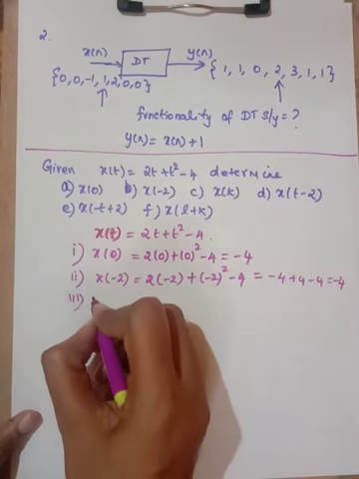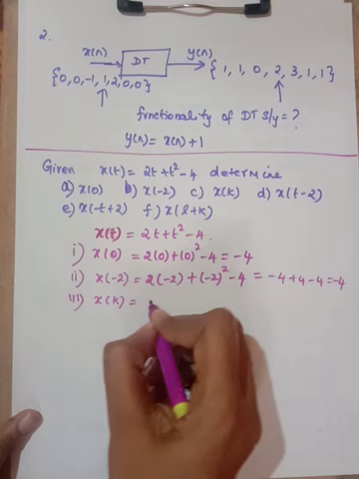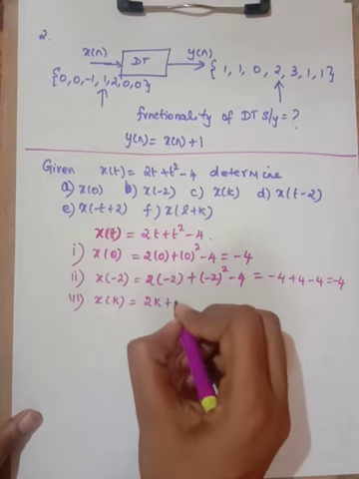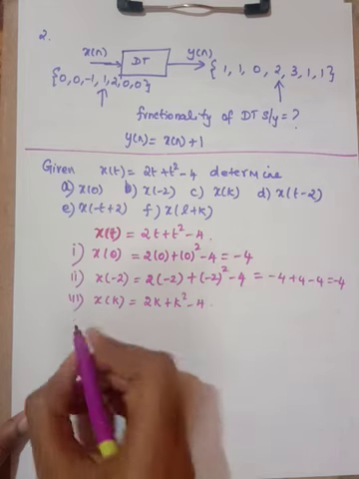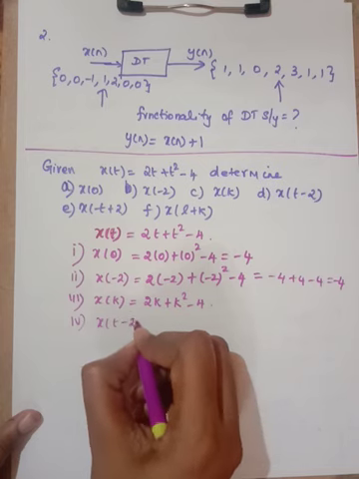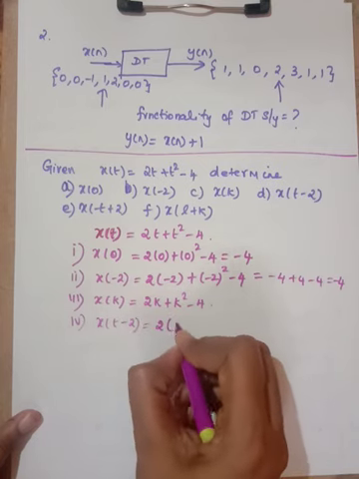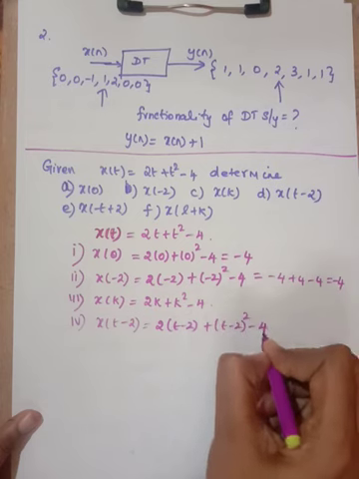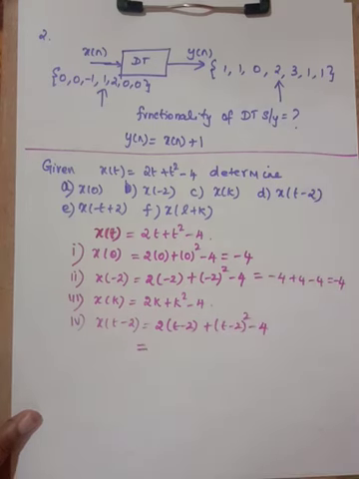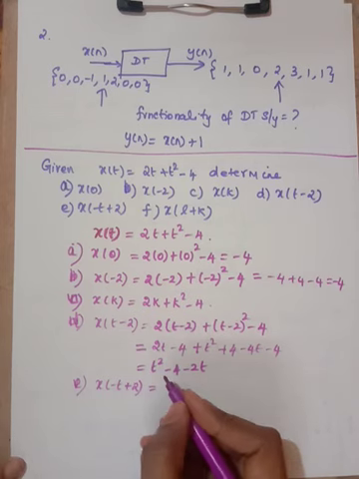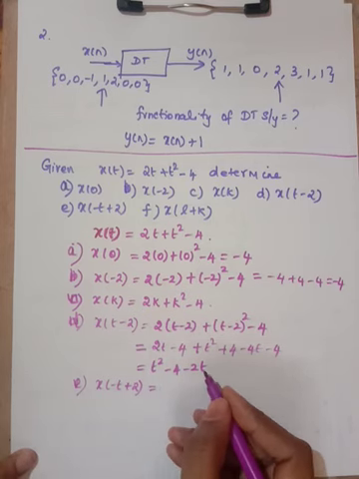Similarly, we need to find for all the values. Here it is x of k. So wherever you have t, I need to replace it by k: 2k plus k square minus 4. Similarly, fourth problem, x of t minus 2. Instead of t, I am going to have t minus 2 plus t minus 2 the whole square minus 4. So I need to expand this and find the value. After simplifying, just a multiplication, I am getting t square minus 4 minus 2t.